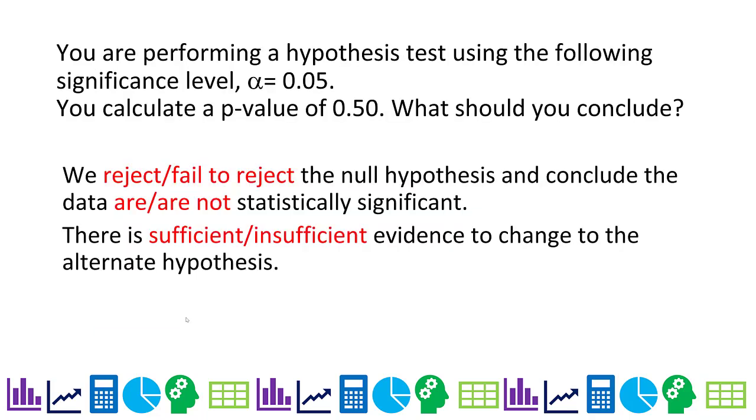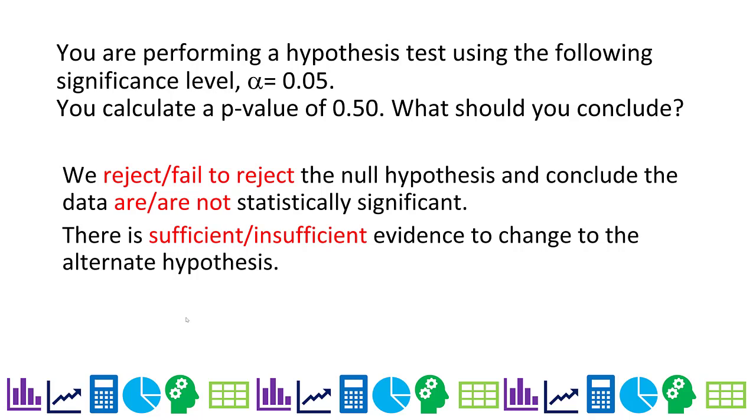Okay, you are performing a hypothesis test using the following significance level. Alpha is 0.05. You calculate a p-value of 0.5. So don't mix those two numbers up. They look similar, but they're switched around. So what should you conclude? So are we going to reject or fail to reject?